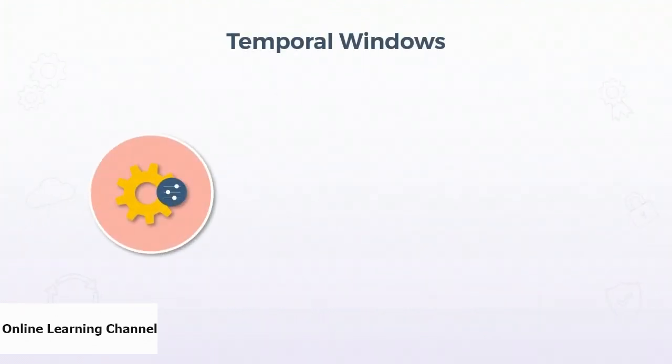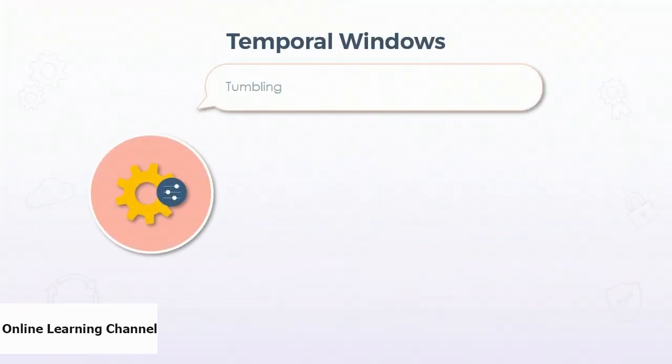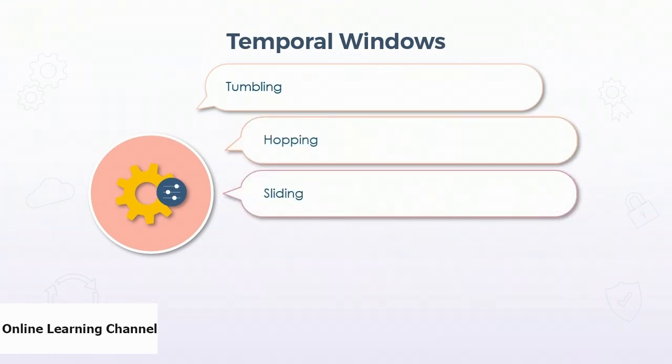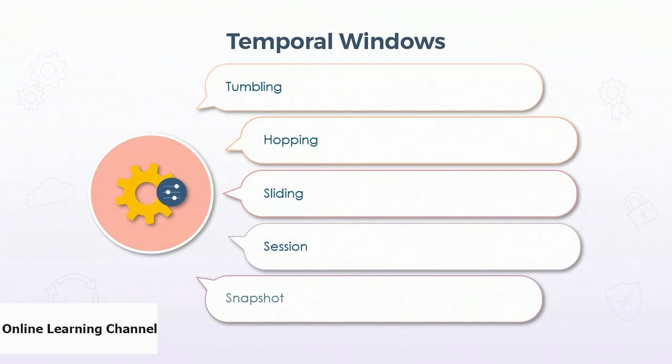We're going to cover the following temporal window strategies: tumbling, hopping, sliding, session, and snapshot. Functions for these different window strategies are used in the group by clause of the SQL processing statement in a Stream Analytics job.